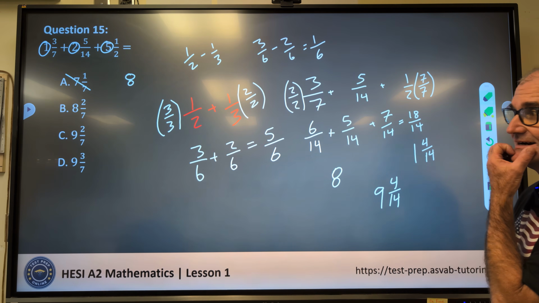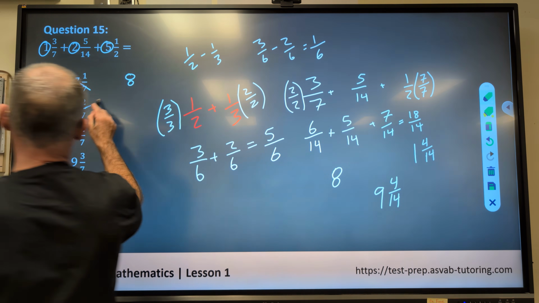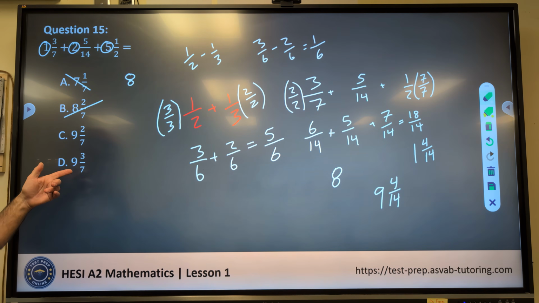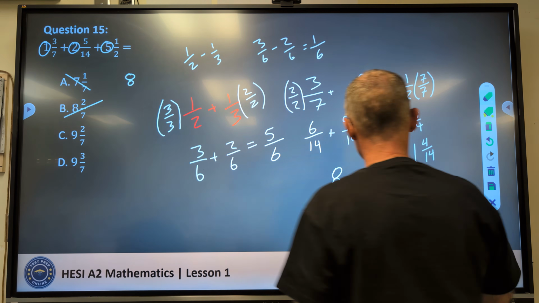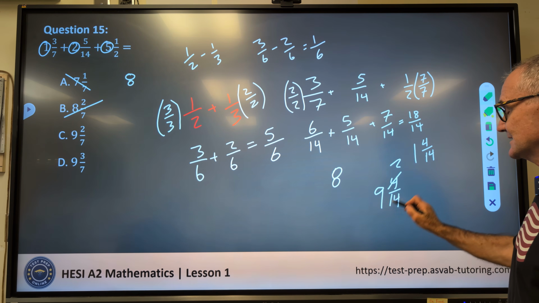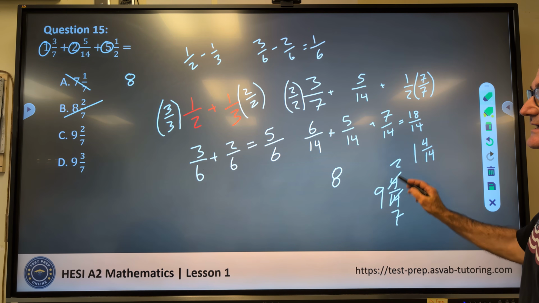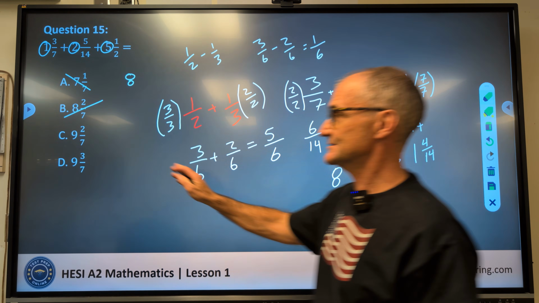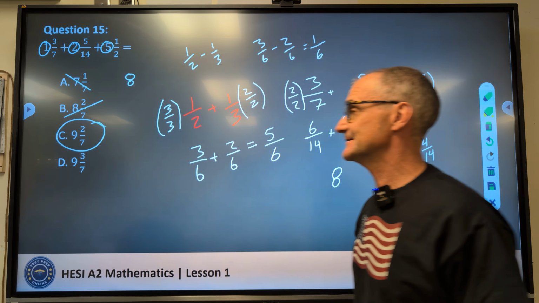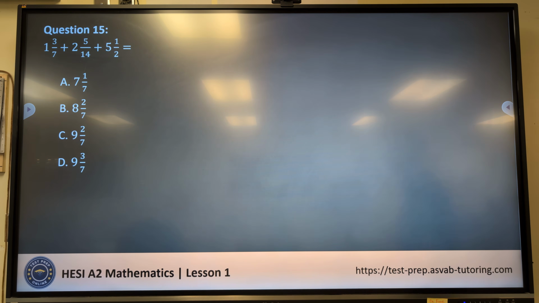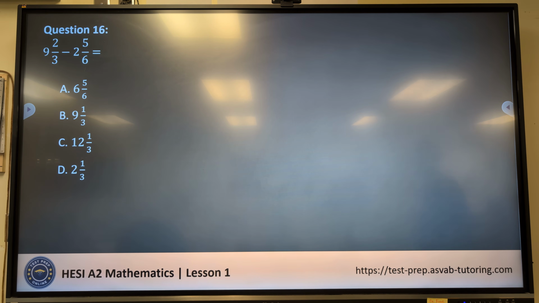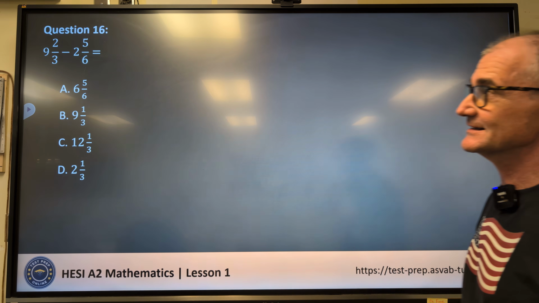So I'm looking up there. I cross this out, but I don't see my answer there. And that's because I have not reduced this. So I got to reduce this. 2 goes into here twice, into here 7 times to give me 9 and 2/7. Correct answer, answer C right there. Pretty hard problem there. But we're coming to a close. We're getting there. All right, question 16, same thing.